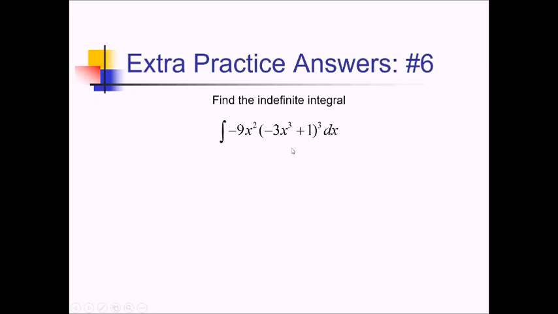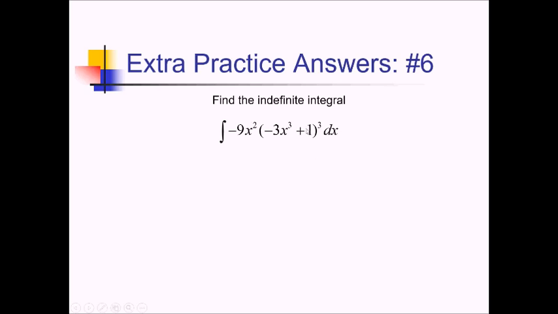For this problem, you could actually do this by expanding this cubic term and then multiplying the negative 9x squared by the results, but that's going to take a while. Given that I have an inner function here whose derivative involving an x squared is elsewhere in the problem, u substitution is going to be a lot faster on this one.